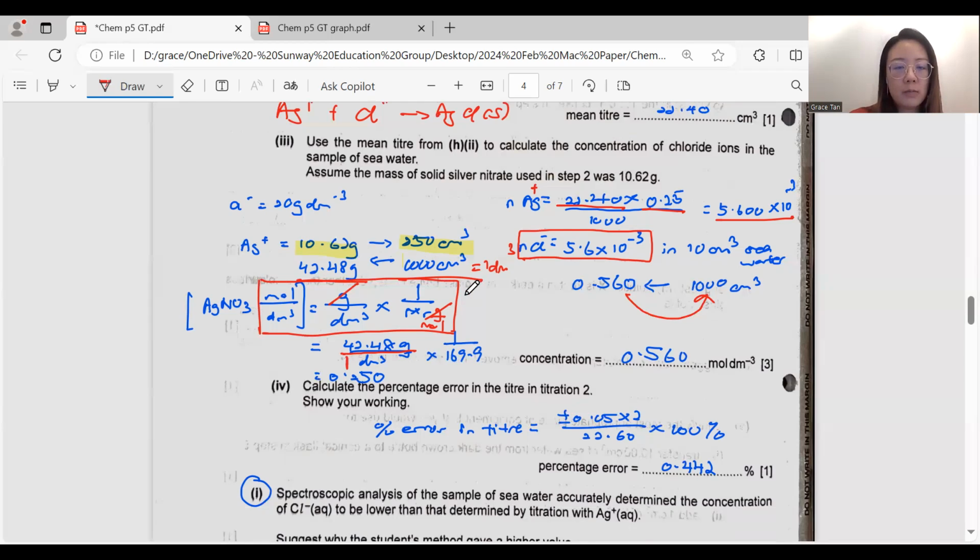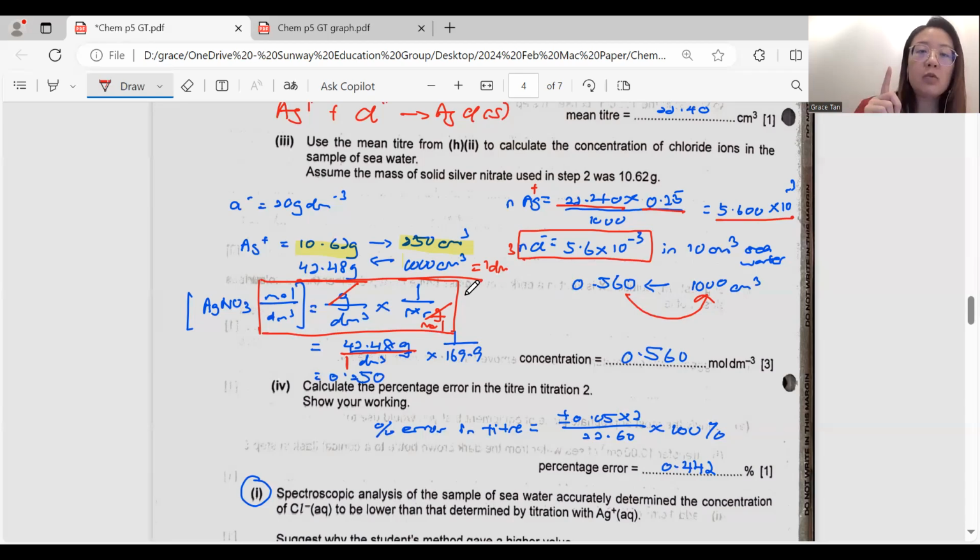So show your working. Percentage error in titer equals the error of the burette. Burette error, you should know, is plus minus 0.05. You read the burette 2 times because you read initial and you read final. Every time you read, you may make a plus minus 0.05 error. When you read 2 times, that means you have a possibility of making 2 times the error, divided by the titer.